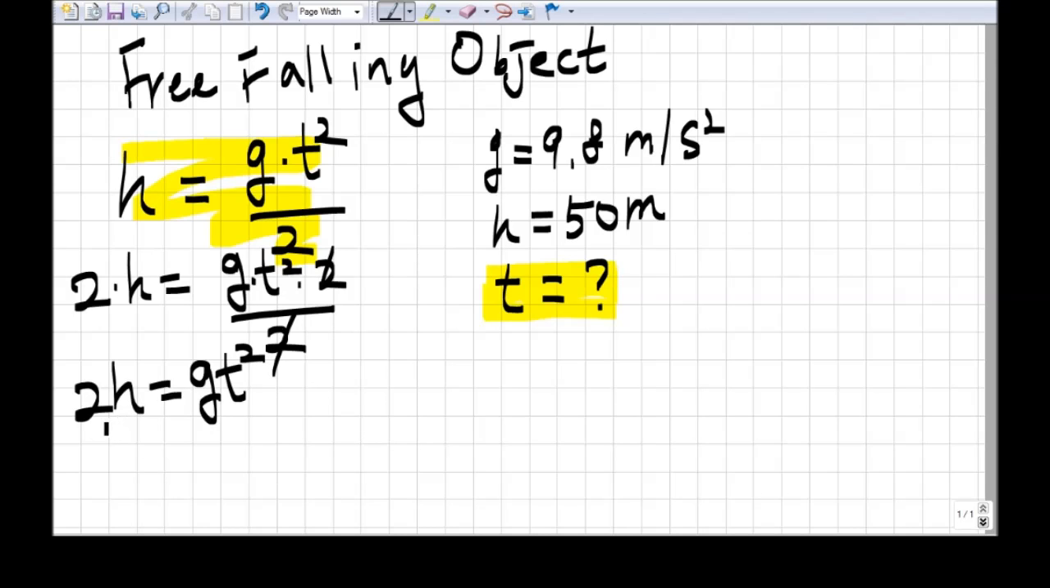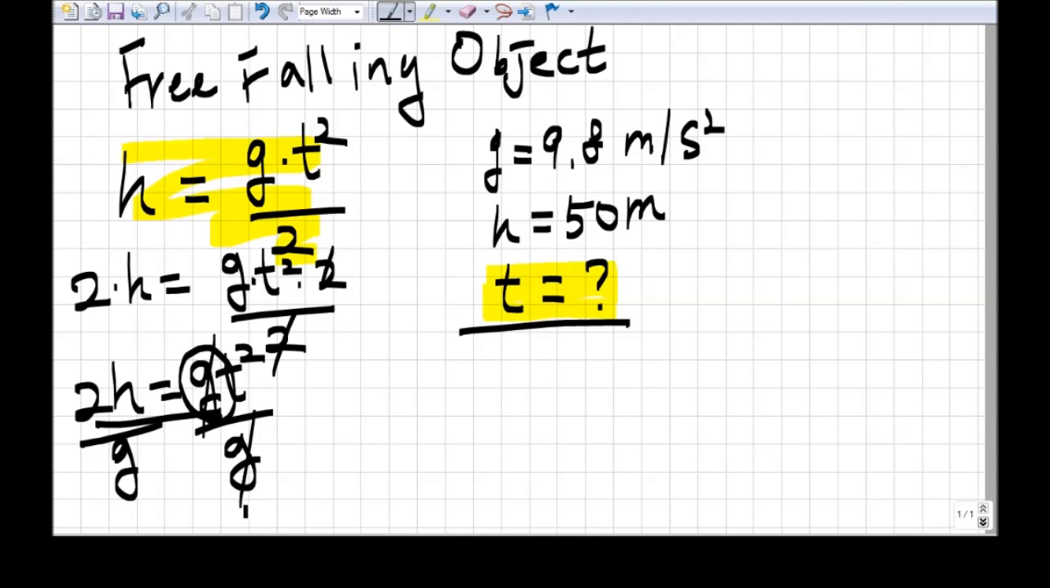Now to go from here to here, there are quite a few steps left. So the first thing I need to do is to get rid of this g from next to t. So how do I do that? I'm going to divide the left side of the equal sign by g, the right side of the equal sign by g, so that I can cancel g out. Okay. I'm running out of room, so I'm going to start from here. So what do I have left? It's t squared equal what? 2h over g. Now we're closer, but not quite yet.